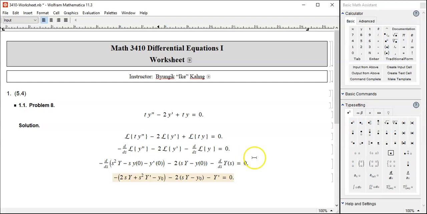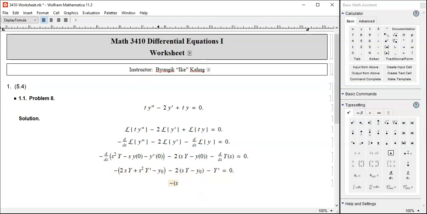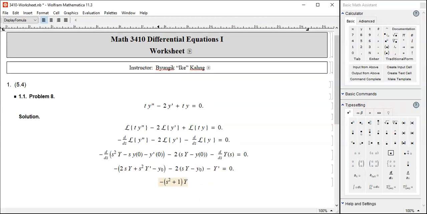Okay, from here, let's manipulate this thing just a little bit. Let's see, how about Y prime part? Negative s squared and then negative 1. So if I put those together, I'm going to get negative of s squared plus 1 times Y prime. How about the next one? Negative 2sY, another negative 2sY. So put those together, I'm going to get negative 4sY. How about the constant part? We have negative negative plus y naught. And how about here? Negative negative plus 2y naught. So put these together, we can write it as 3y naught.